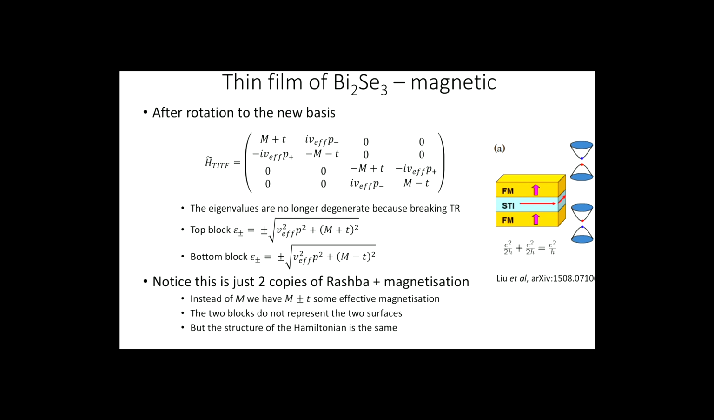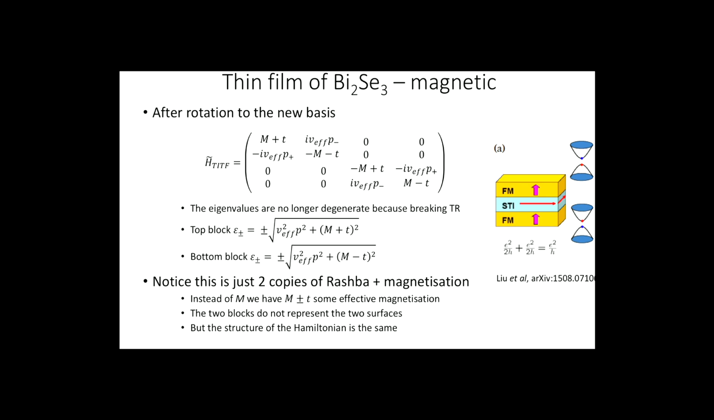So now you no longer have twofold degeneracy. For the top block, you get one effective magnetization. For the bottom block, you get another effective magnetization. Right? We're now starting to get close to the heart of the issue. So again, even though we have tunneling and we're expecting the physics to be different, what we end up with is essentially two copies of Rashba plus magnetization. The only thing that's different is we don't get the bare magnetization, we get an effective magnetization.